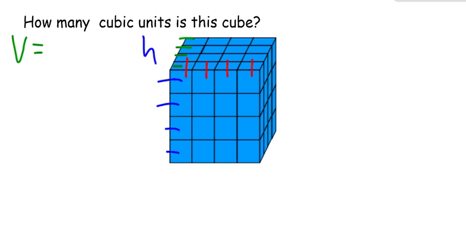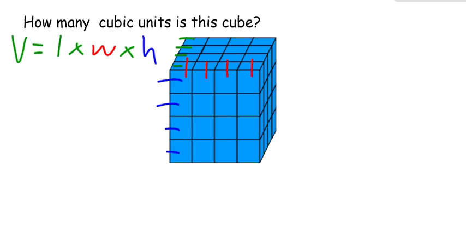Height is in blue. Length, let's just call it length. And then red is going to be our width. So we have those different colors. What do you mean? You can't see the colors? You can't tell the difference? Sorry for wasting your time. Moving on. Length times width times height.